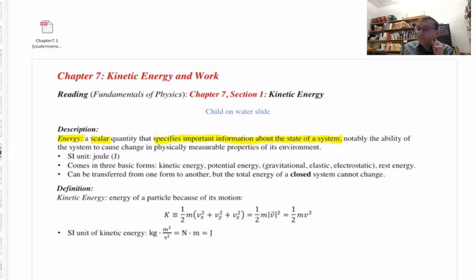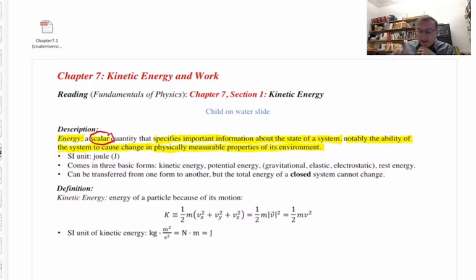Told you it's going to be a little bit vague. Important information about the state of a system. Notably, the ability of the system to cause change in physically measurable properties of its environment. So it's telling us something about the ability of the system to cause change. And that's about as good as I can do right now. But the key thing is it's a scalar quantity. That's already a hopeful avenue of thought. If we can introduce new things, how about we use scalars?